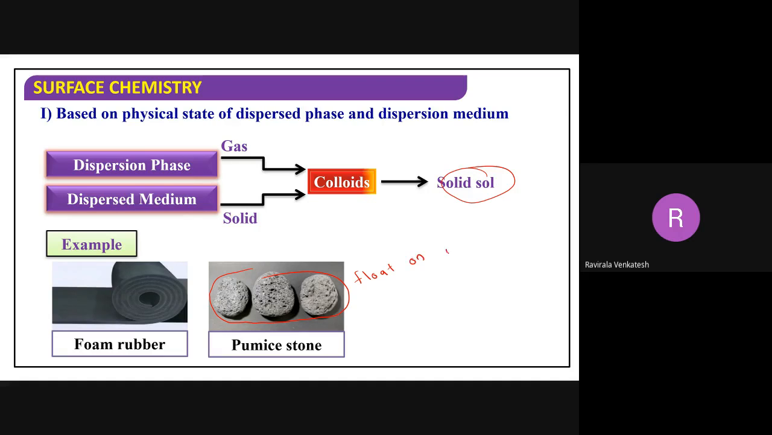It floats on water because of the small holes. It is a solid, but in those small holes, gas will be there. The small holes are occupied by gas. So that is the reason it will float on the water. So pumice stone we can take as the best example.